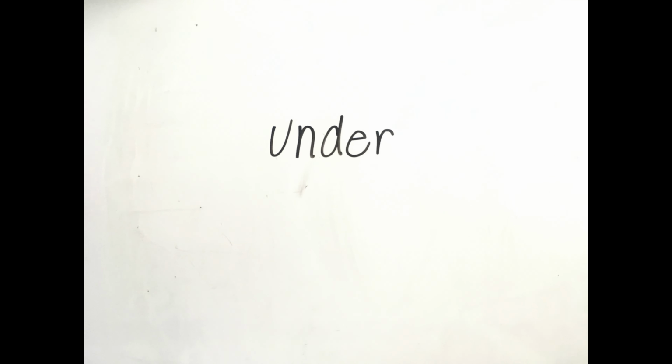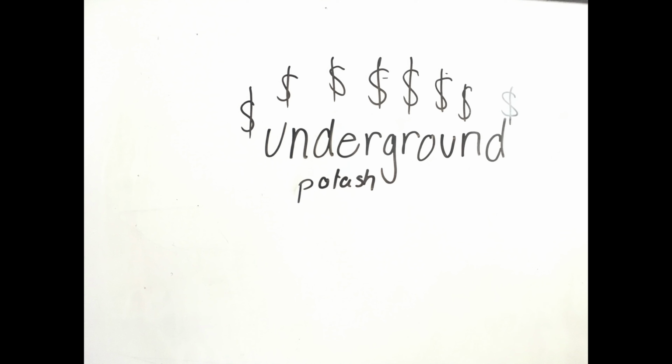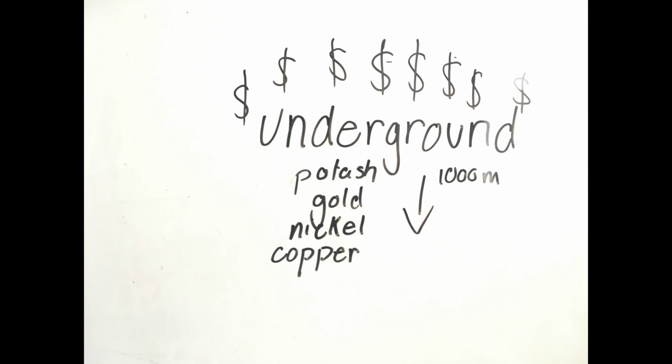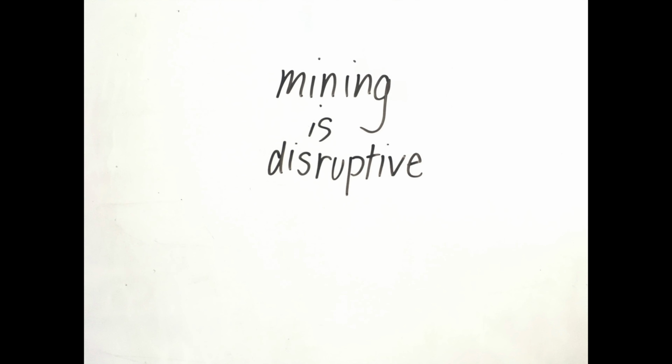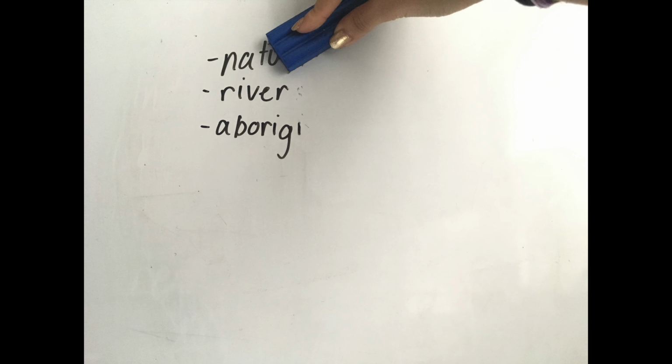Underground mining is the most expensive mining method. It is used to extract potash and valuable ores such as gold, nickel, and copper that may be more than 1,000 meters below Earth's surface. In extreme cases, underground mines can be 3,000 meters deep. Regardless of which method they choose or how carefully it's done, mining is disruptive, whether to natural environments, river systems, or aboriginal land. Mining is destructive to the area around it.